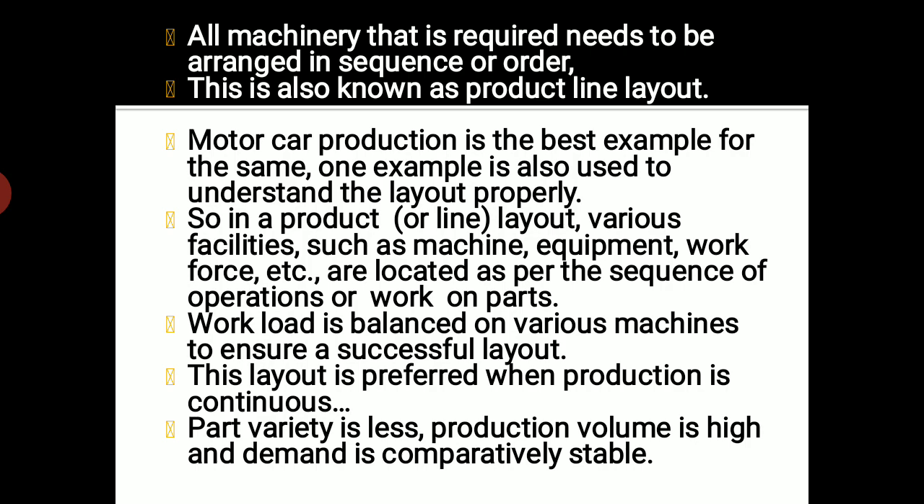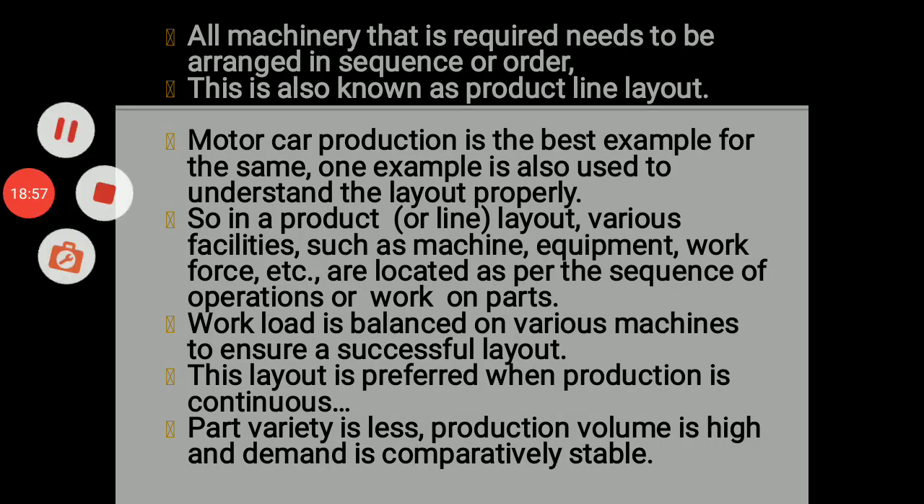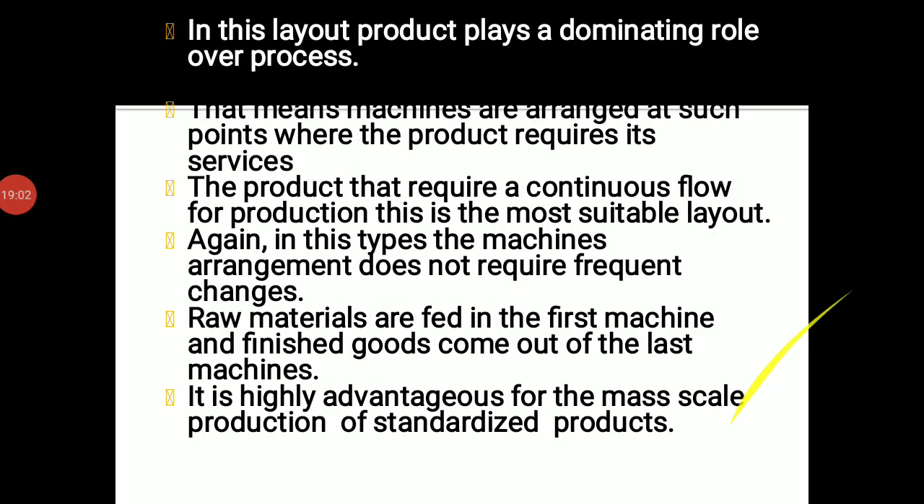Part variety is less. That means variations are nowhere. Flexibility is almost nil in such a kind of production type. Production volume is high and demand is comparatively stable. That means where you have these kinds of specifications, where you want to produce something in bulk, where the variety is minimized, that means standardized goods are being produced and the demand of the product is also comparatively stable, where such specifications are needed, you can go with this kind of layout which is known as product layout.